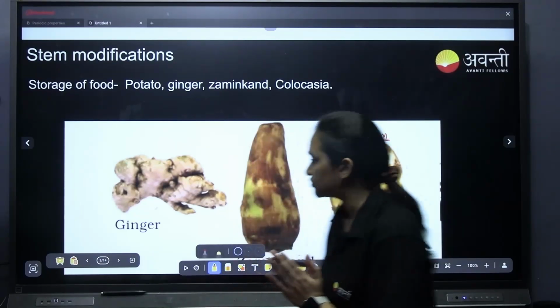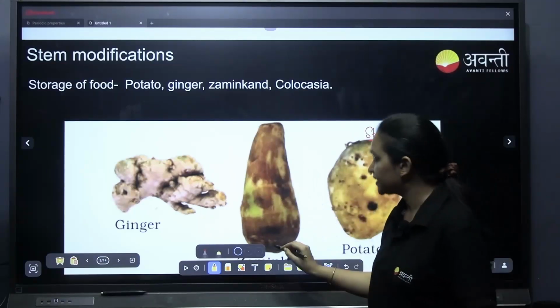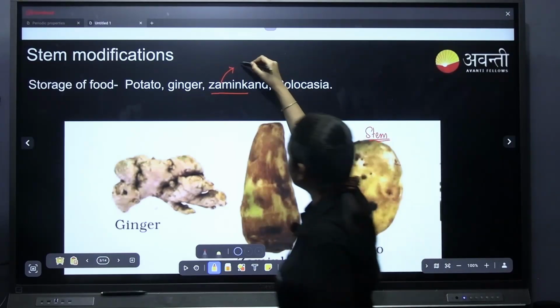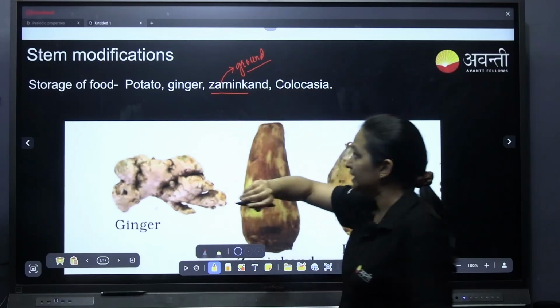Please note down, students, please note down. This is the stem modification. This is potato. This is Zameen Khand. Zameen means ground, right? It will be below the ground. Below the ground, Zameen Khand.